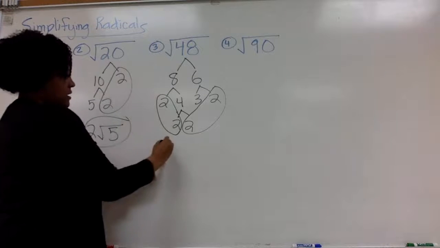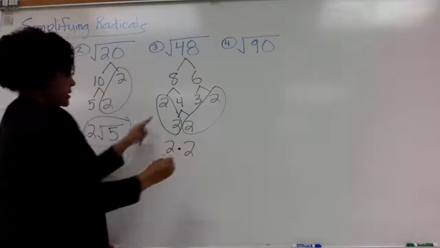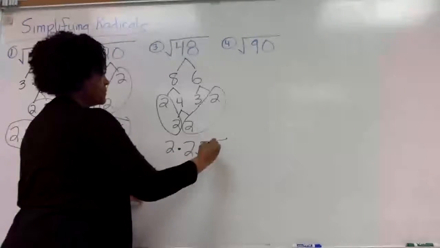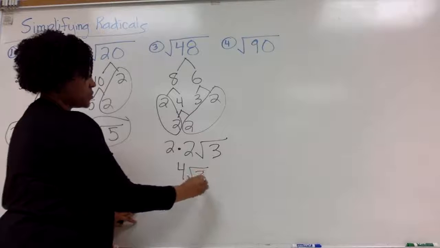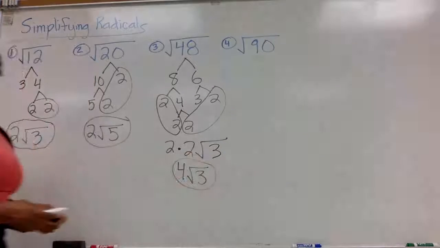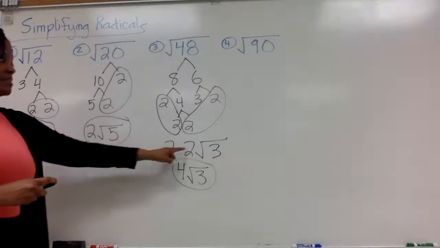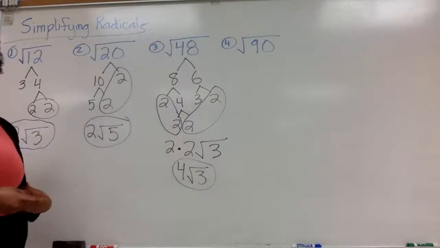So this 2 is going to come down, and this 2 is going to come down. So I got pairs, and the prime number left over is 3. I multiply this so that my final answer is 4 square root 3. So that would be my final answer. If you have multiple pairs, just put those on the outside of your square root, on the outside of your radical, and then prime numbers go on the inside.